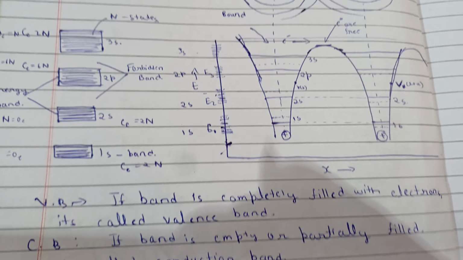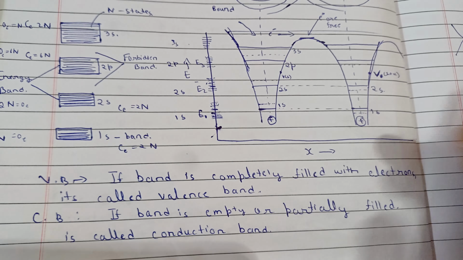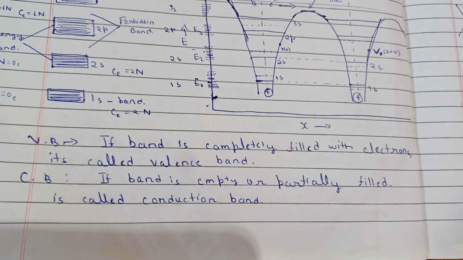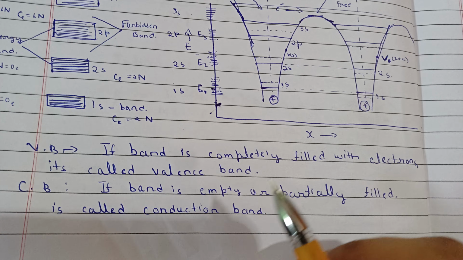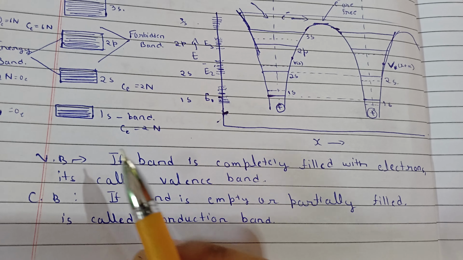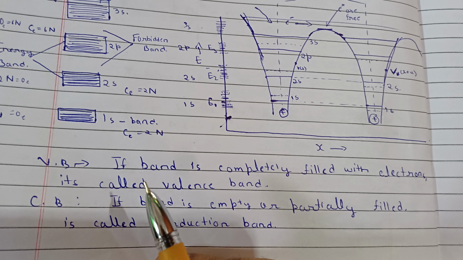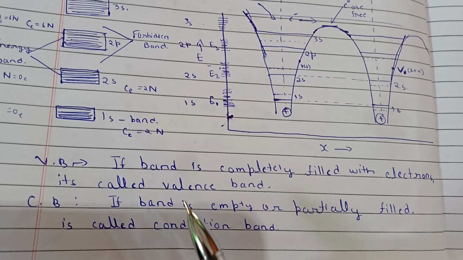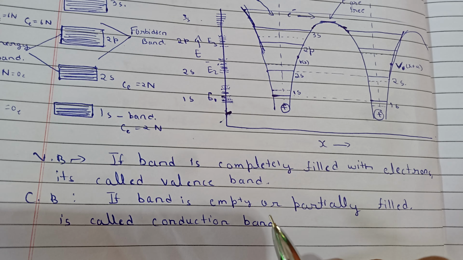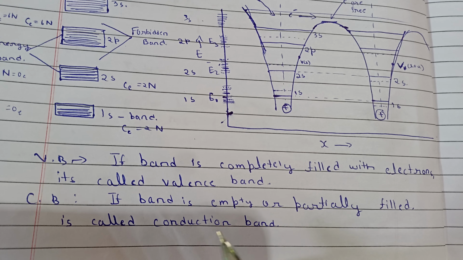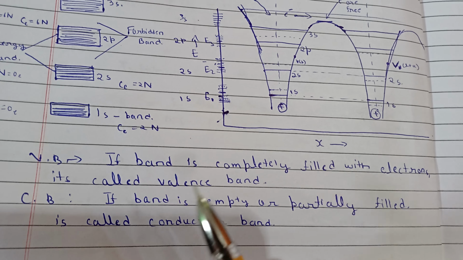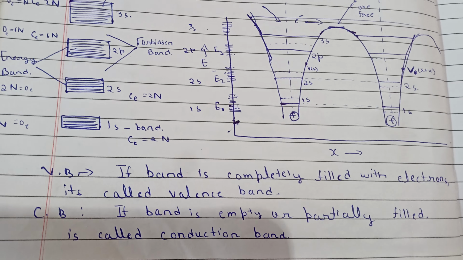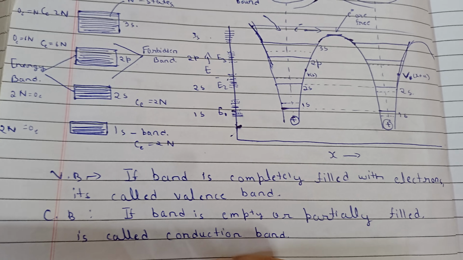Now let's see what the valence band and the conduction band are. So we have the definition. For the valence band, if a band is completely filled with electrons, it's called the valence band. And what is the conduction band? If a band is empty or partially filled, then that band is called the conduction band. Either it will be completely empty or it will be half filled. That is the condition to call it the conduction band.